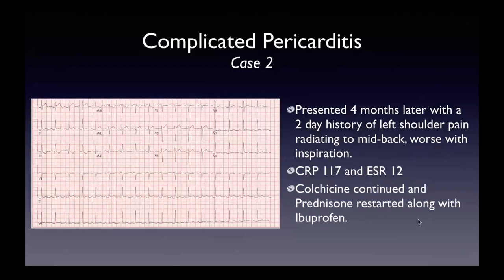Unfortunately, he presented four months later with a two-day history of left shoulder pain radiating to the mid back, worse with inspiration, so there's a pleuritic component. He had elevated biomarkers for inflammation, CRP and ESR. Colchicine was continued. Prednisone, which had been tapered off, was restarted along with ibuprofen. His ECG is shown here on the left with probably some degree of ST-segment elevation, at least in leads 1 and 2, and lead aVL as well.